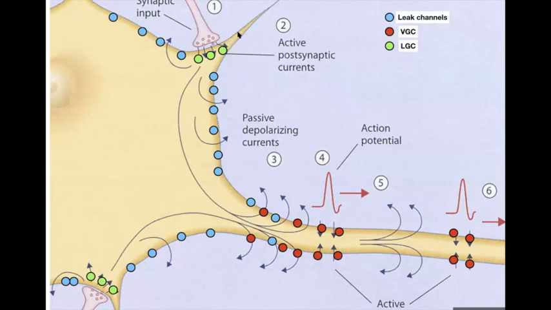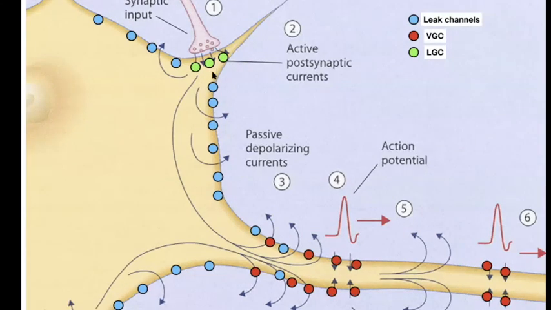All right, so that's it for the different types of ion channels and their distribution around a neuron. Next we'll talk about the currents that are generated by these ion channels and what they mean for cell communication.